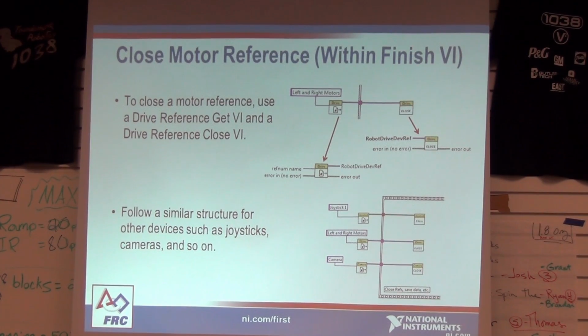And so basically for every reference that you open in begin, you want to have a close for it in finish. So you want to do the get, pass it in, and use the close VI for that particular reference device.